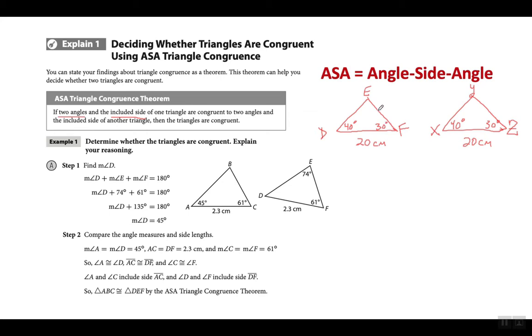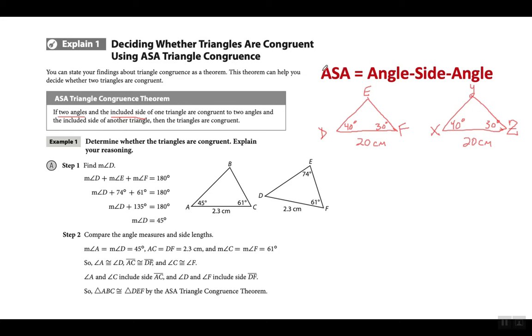Let's say I'm trying to figure out whether this triangle DEF is congruent to triangle XYZ. Congruent means all the corresponding sides are equal in both triangles, and all the corresponding angles are equal in both triangles. However, as you can see, there's information missing. I don't know what side DE measures, I don't know what side EF measures, and I don't know what angle E measures. And the same thing on this triangle.